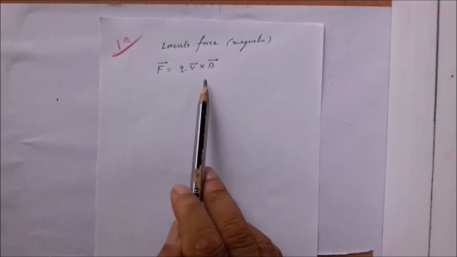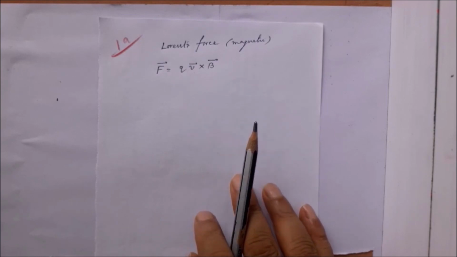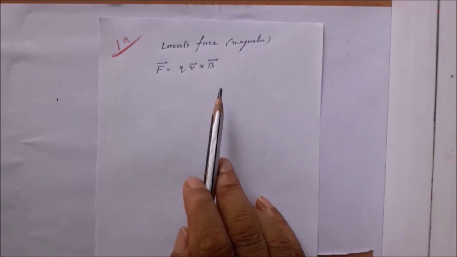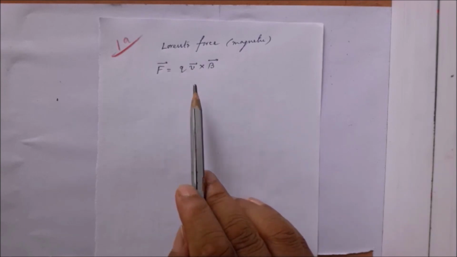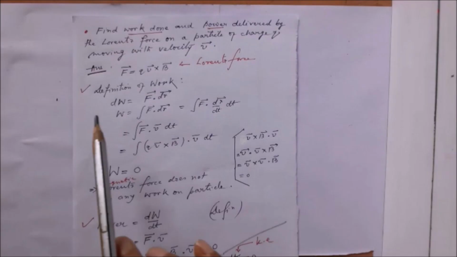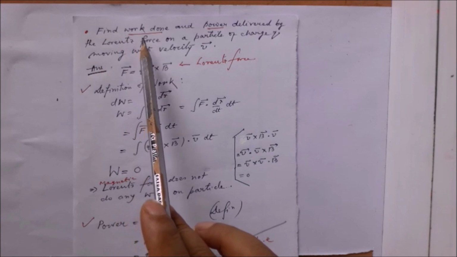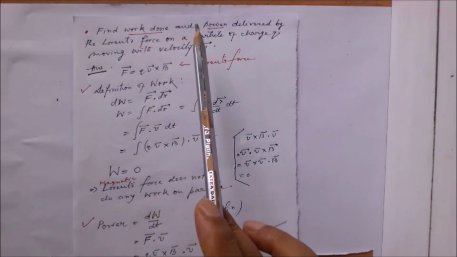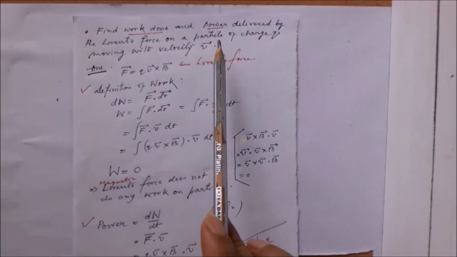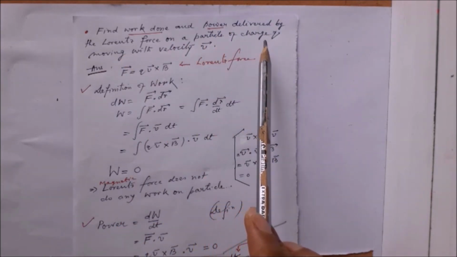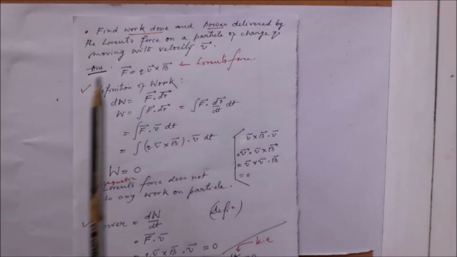As we know the structure of the Lorentz force, let us start by solving a few problems and then come to the evaluation of the nature of the trajectory of the charged particle in a magnetic field. So this is the first problem that we take up. We have to find the work done as well as the power delivered by the Lorentz force on a particle. The particle is of charge q and it is moving with velocity vector v in a magnetic induction B.